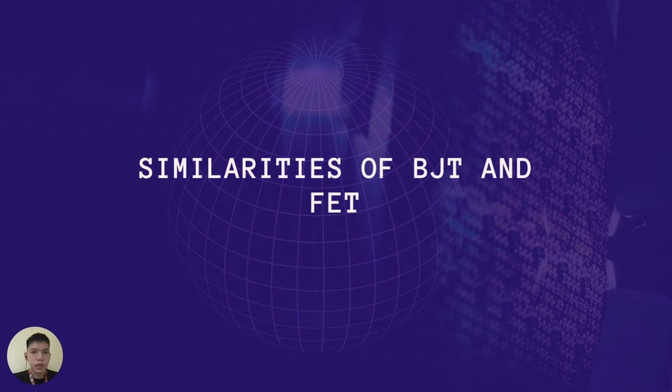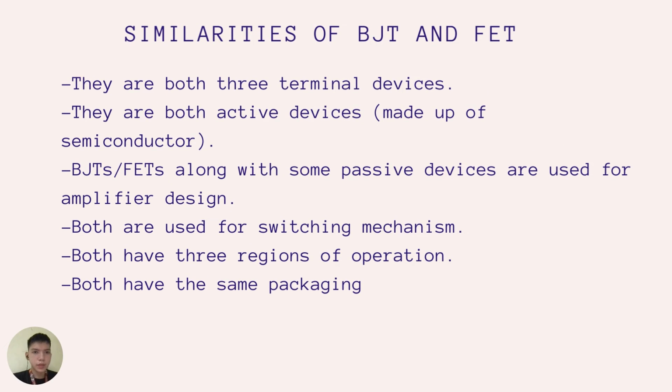Now we have the similarities of BJT and FET. The similarities of BJT and FET are that they are both three-terminal devices. They are also both active devices made up of semiconductor. BJT and FET, along with some passive devices, are used for amplifier design. The BJT and the FET are used for switching mechanisms and have three regions of operation. Both also have the same packaging.